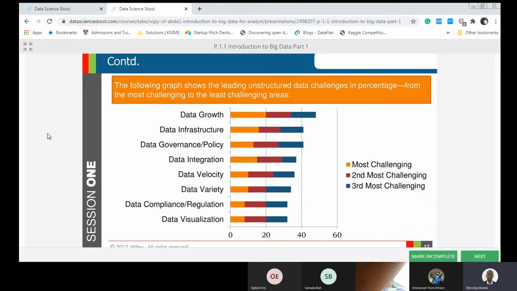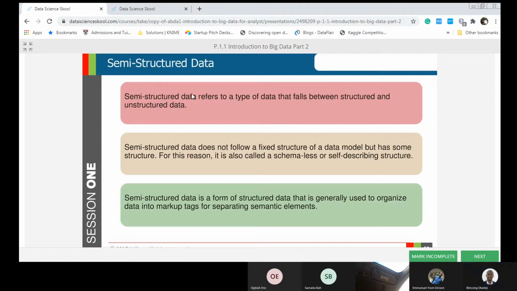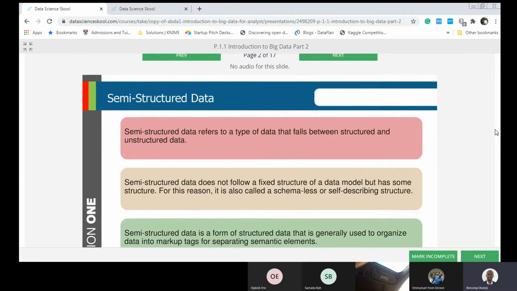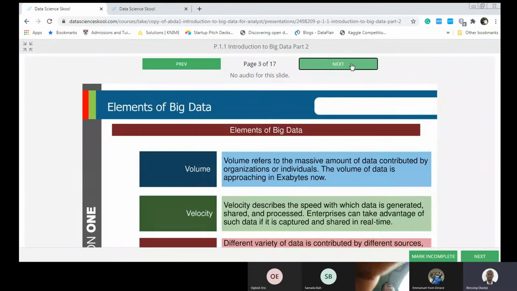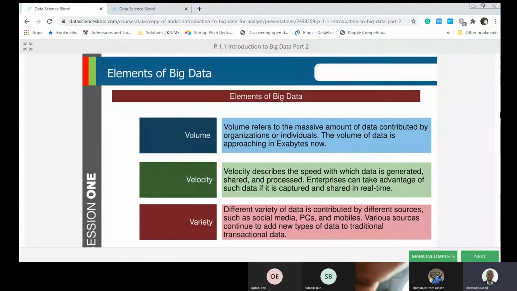Then integrating unstructured data can come as a problem. The velocity of unstructured data and the variety of unstructured data are also challenges that can be studied. Then you also have regulations and compliance around how unstructured data should be handled, how it should be manipulated, how it should be assessed. Those are some of the challenges of unstructured data. Okay, so I think that was more or less what happened yesterday. So we've had a recap of what happened yesterday.